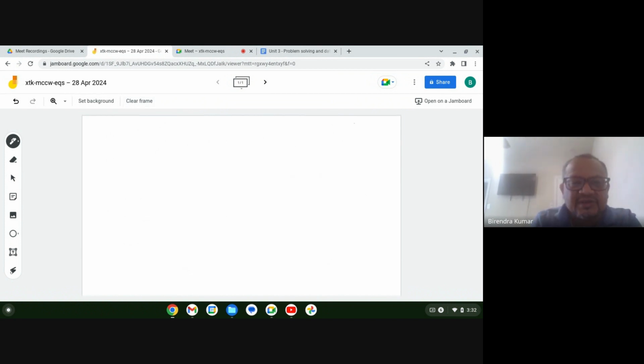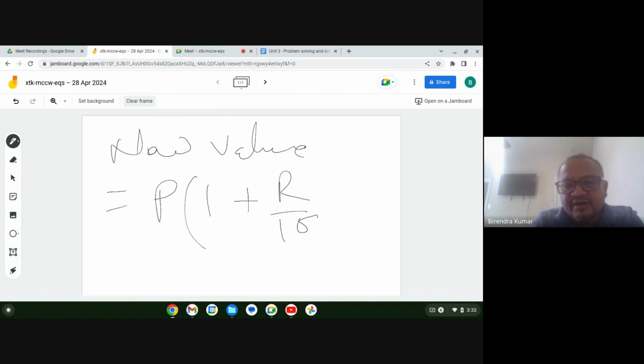So this converts into a formula which says the new value, or whatever you call it, based on compound interest, equals P, as in principal amount, into 1 plus rate of interest by 100, to the power n.